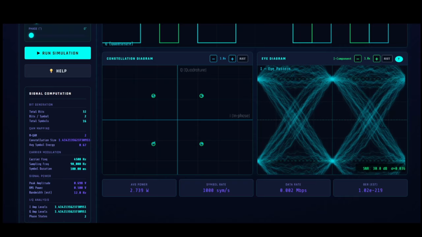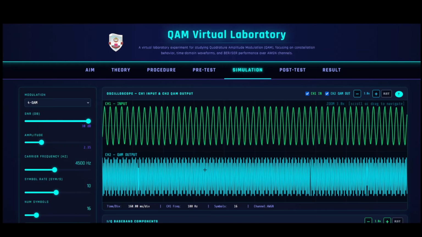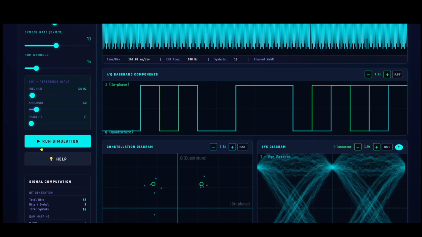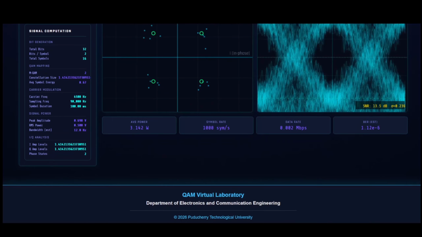And this is the eye diagram. The eye diagram shows multiple symbol intervals overlapped together. To check it, look at the center eye opening. If the eye is wide open, signal quality is good. If the eye starts closing, noise or intersymbol interference is present. If the eye is almost closed, distortion is high and bit error probability increases. When SNR decreases, the eye becomes narrow or noisy. A wider eye indicates better system performance.